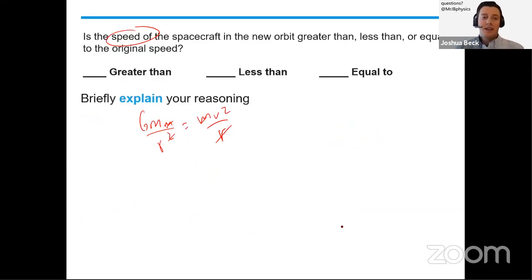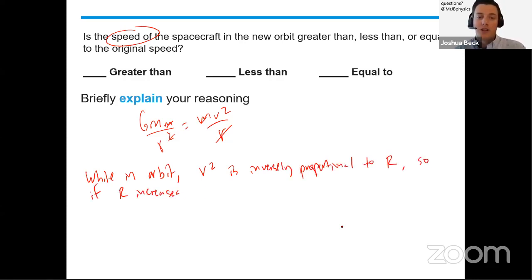It says here, this is the actual question for C, is the speed of the spacecraft. Now I've circled this because we're no longer asked about the period. Now we're talking about the speed of the spacecraft. So make sure you're aware of which things are being asked. Is the speed of the spacecraft going to be greater than, less than, or equal to the original speed?